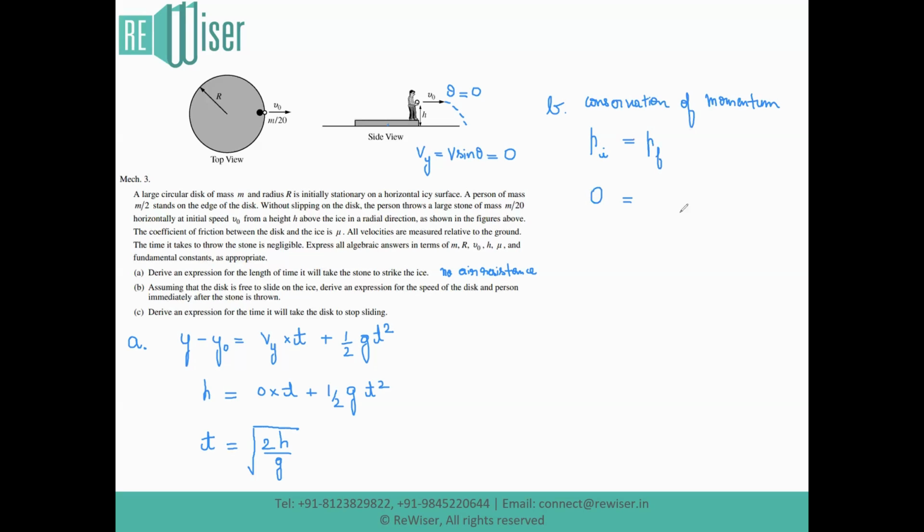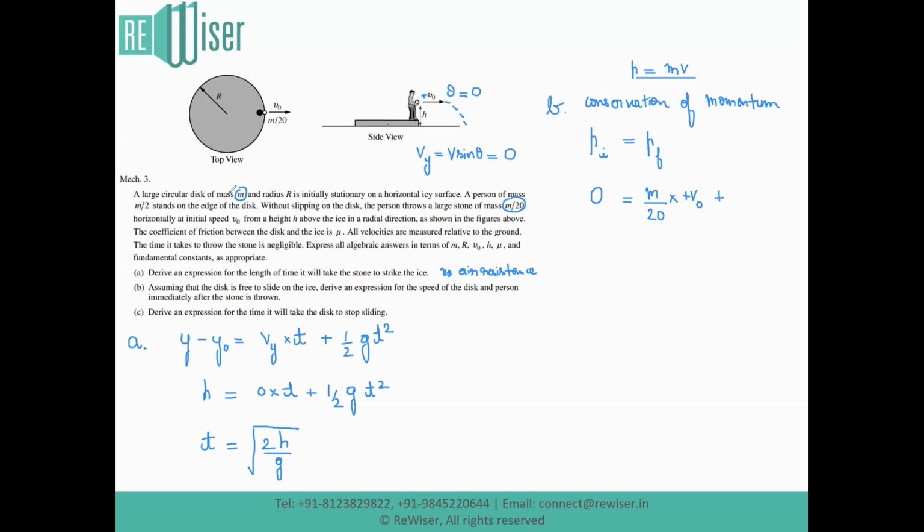The momentum of the stone is already given. Since momentum P is nothing but mass times velocity, momentum of the stone can be considered as mass of the stone, which is m by 20, into its velocity. Its velocity is towards the right, which is assumed as positive. So plus v0. The stone is one separate entity, while the disk and the person are considered as two separate entities, or two combined entities, sorry.